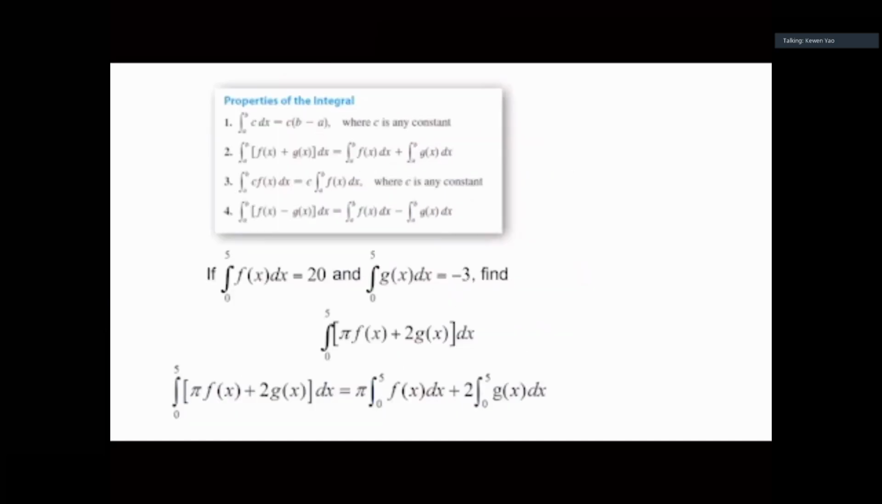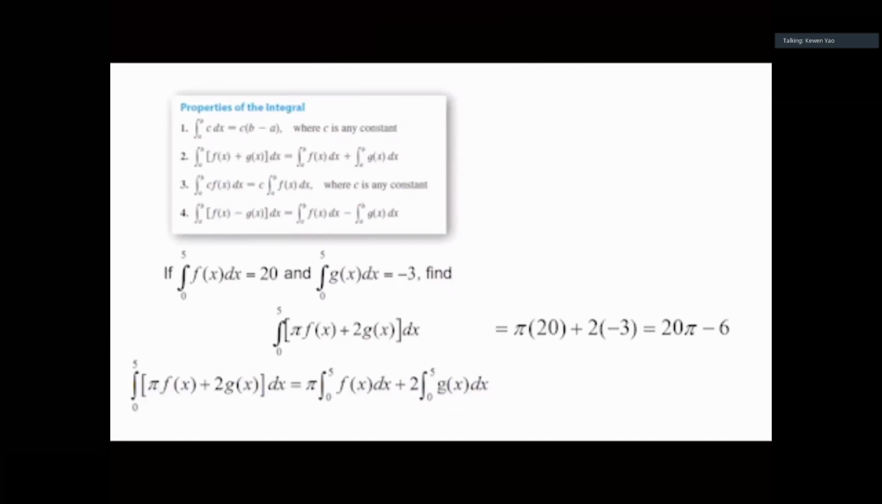Next, we just plug in the given values for the integral of f and g. This gives us pi times 20 plus 2 times negative 3, equal to 20 pi minus 6.